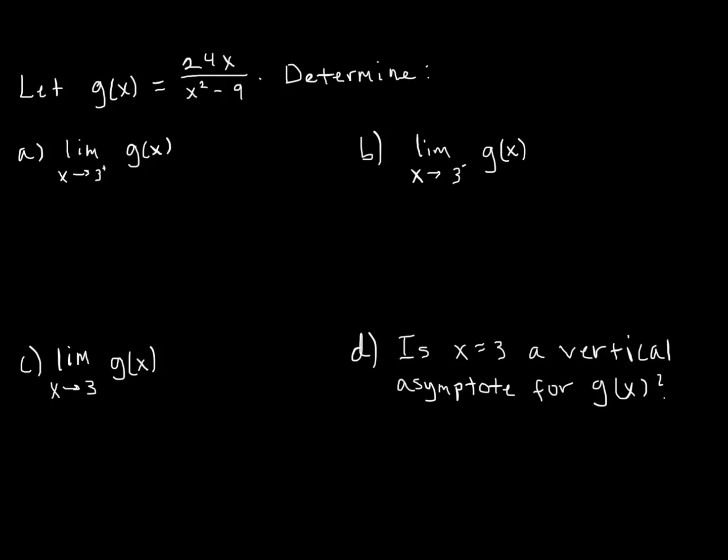Alright, so considering g of x as the function 24x over x squared minus 9, determine the following. So go ahead and give this one a try on your own. You should be able to do just fine, and then we'll review the answers in just a few minutes.